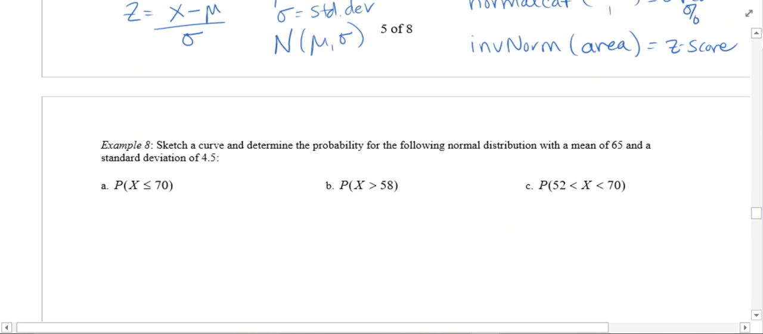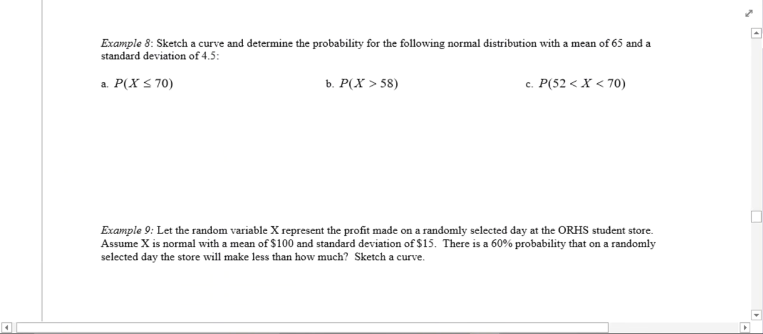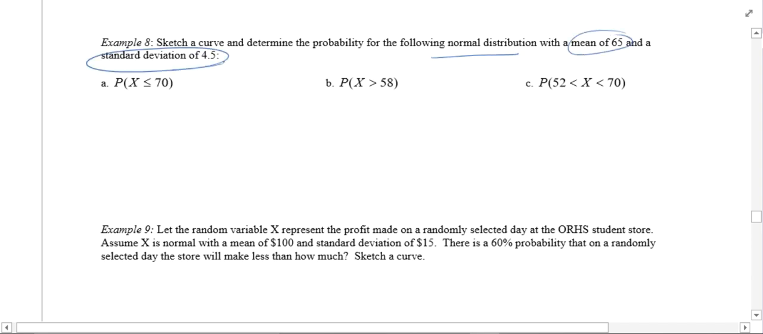All right, so example 8, we want to sketch a curve and determine the probability for the following normal distributions with a mean of 65 and a standard deviation of 4.5. Okay, so we know it's normal, we've got our mean, we've got our standard deviation. So we want to sketch a curve and then calculate these things. So for our curve, we're centered at 65. 70 is up here. We want to go less than 70.